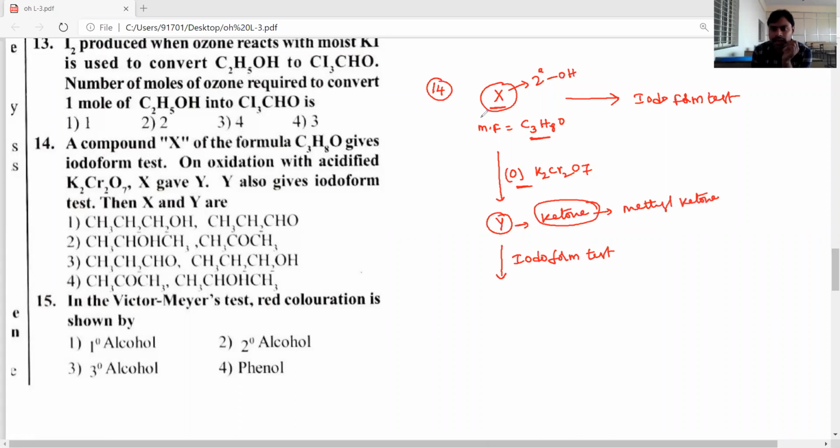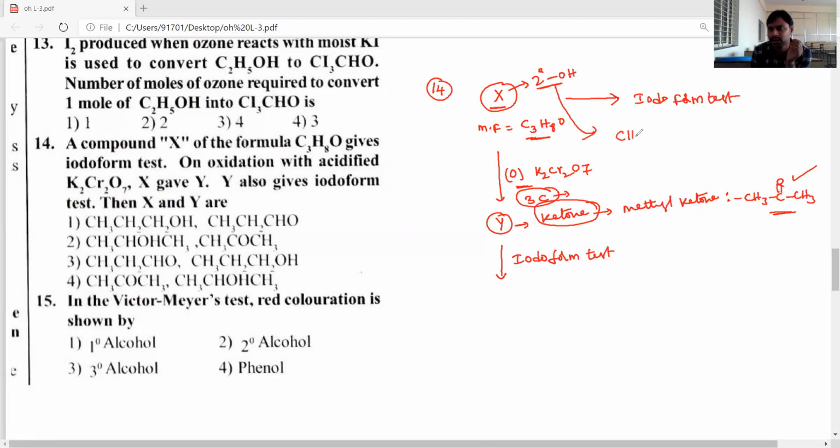However, only 3 carbon atoms are present. A 3-carbon ketone means CH3-C=O-CH3, acetone only, a methyl ketone. That's why it gives the iodoform test. And now we get the idea, but what about X? X must be a secondary alcohol.